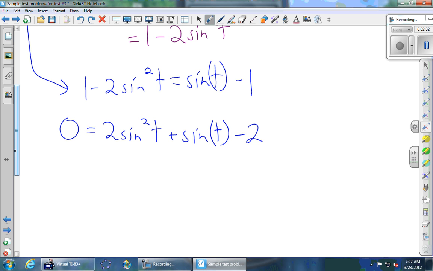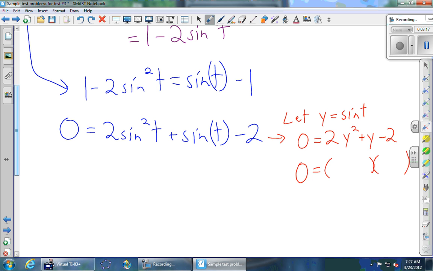Okay, this is a quadratic. If you imagine letting y equal sine of t, then this equation becomes 0 equals 2 y squared plus y minus 2. So I don't need you to do that substitution, but if you are more comfortable dealing with it this way first, that's fine. Either quadratic formula, or if we're lucky, this thing factors. Does this thing factor?